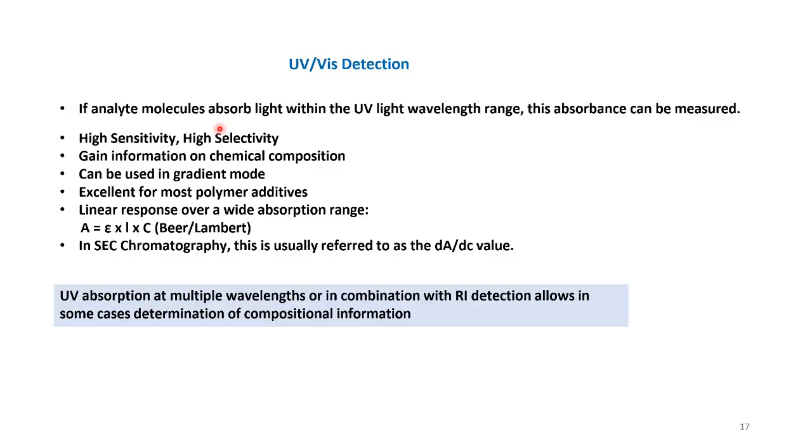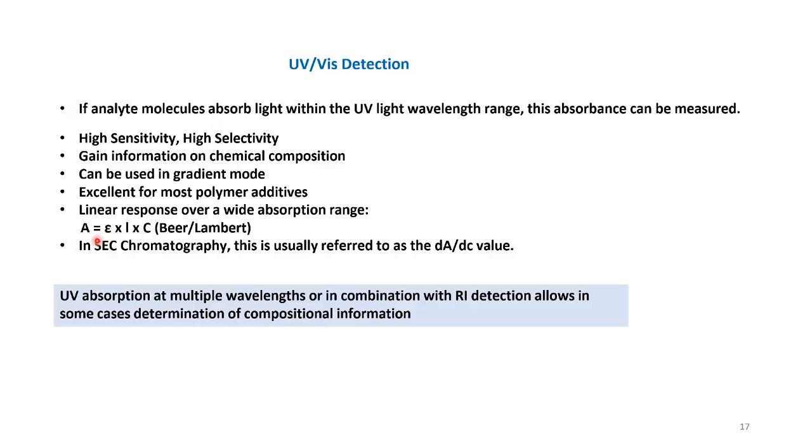Then the UV-vis detection. As I already told, this is the most widely used. If an analyte or molecule absorbs light within the UV range or visible range, this absorbance can be measured. It gives very high sensitivity and selectivity, and gives information on the chemical composition. It can also be used in gradient mode, and these are excellent for polymer additives, and we can get a linear response because of the Beer-Lambert law.